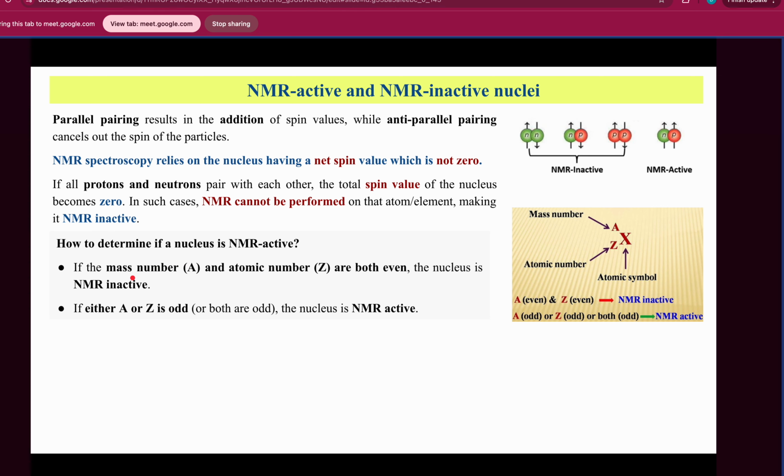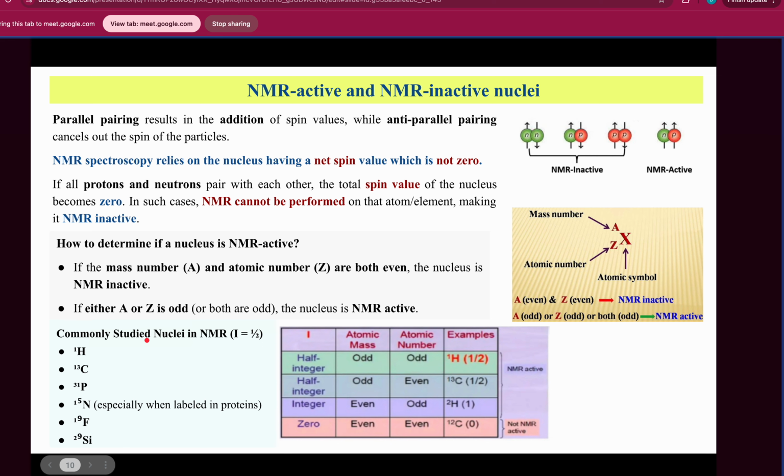So each atom or each element has a mass number as well as an atomic number. So if both the mass and atomic number are even, it means the nucleus is NMR inactive. So this is how we represent the element. The topmost letter represents the mass number, whereas the bottom letter represents the atomic number, and this X represents that particular element or atomic symbol. So in scenarios where both the atomic number and mass number are even, those elements will be NMR inactive. And if the atomic number or the mass number, any one of them is odd or both of them are odd, then in such scenarios, that element will be NMR active.